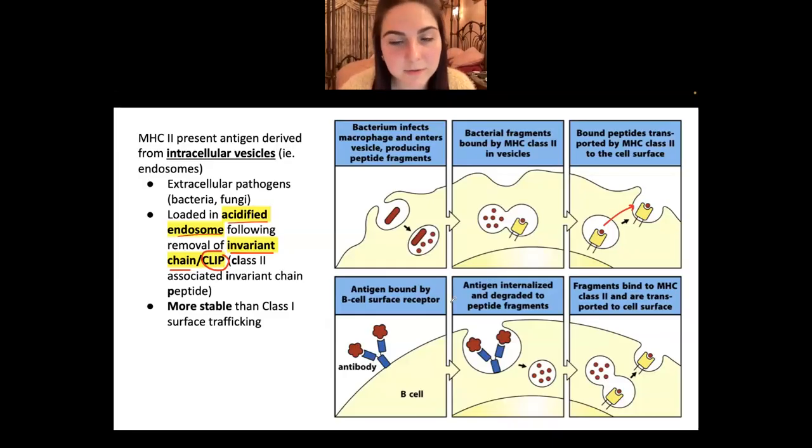It can be phagocytosis, it can be endocytosis. It's the same process still. It's getting loaded within that endosome, lysosome, phagosome, whatever. It's getting loaded in that, not in the rough ER.